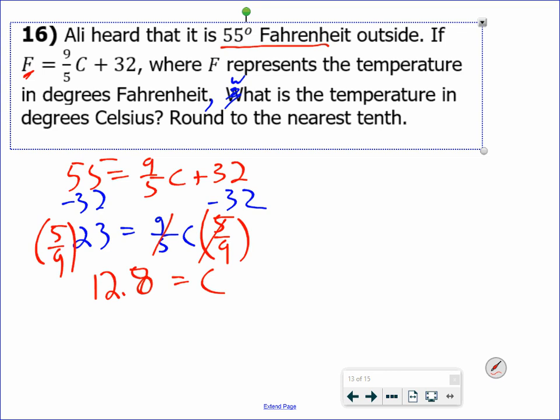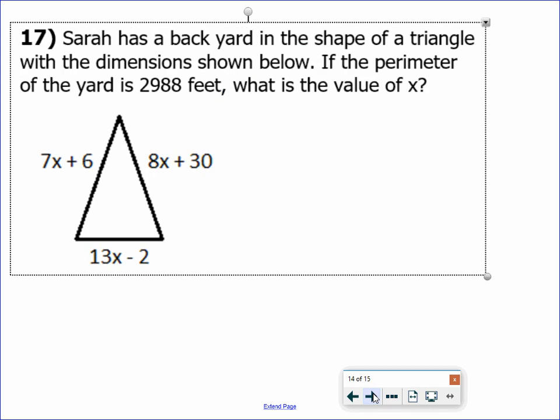We have one problem left. All right, I believe this is the last problem here. So for this one, Sarah has a backyard in the shape of a triangle with the dimensions shown below. If the perimeter of the yard is 2,988 feet, what is the value of x?